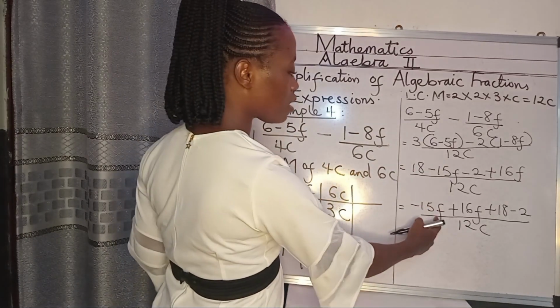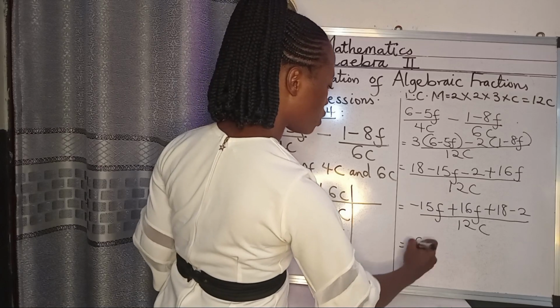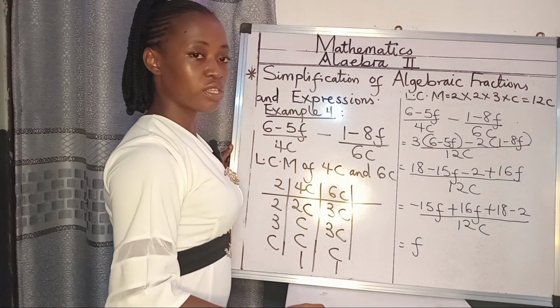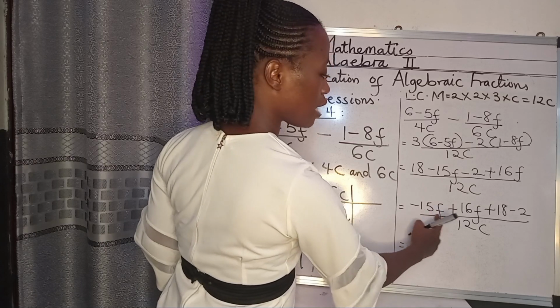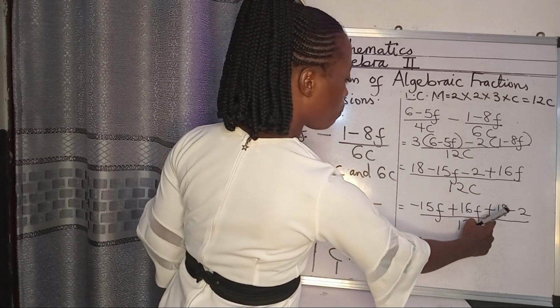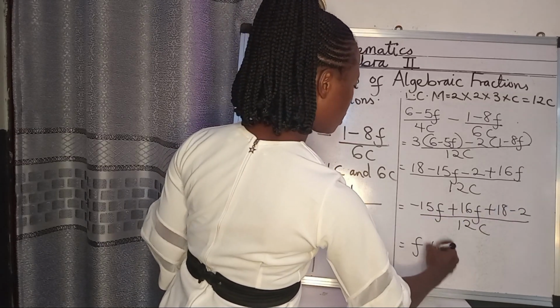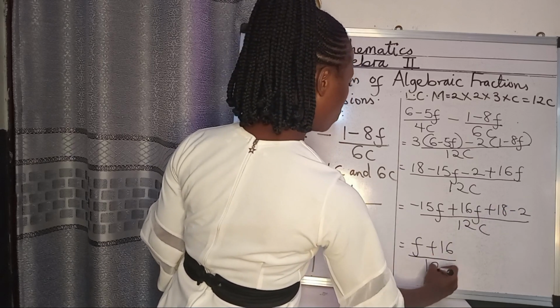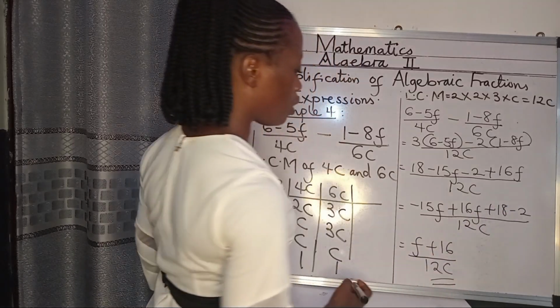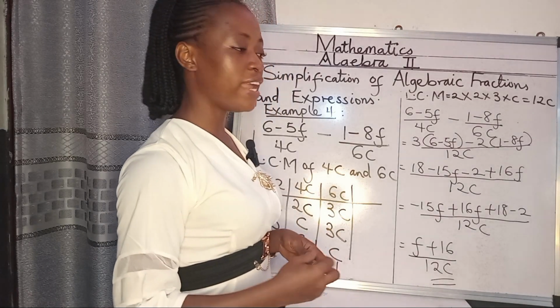So minus 15f plus 16f is what? Positive f. Do you understand? So minus 15f plus 16f is f. Plus 18 minus 2 is 16. That's 18 minus 2 is 16. Then over 12c. So this becomes our final answer.